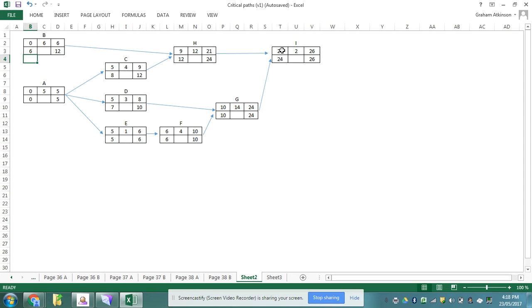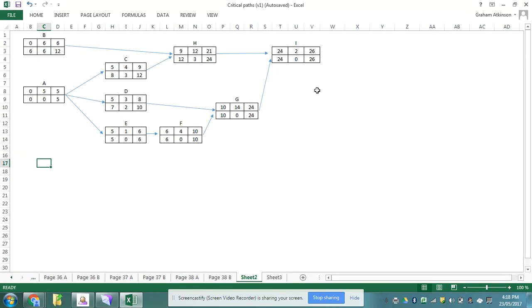And now I work out my floats by finding the difference between the top line and the second line. So that's a 0, that's a 3, that's a 0, that's a 0, that's a 0, that's a 2, that's a 3, that's a 0, and that's a 6.